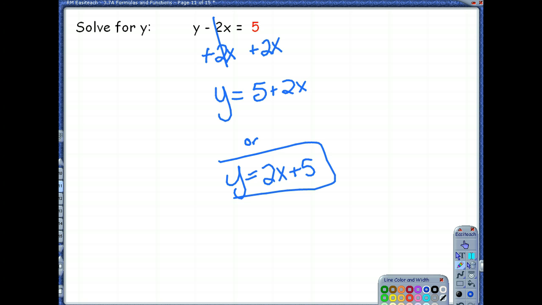Either one of those would be wonderful, and I will not be super picky yet as to what we do. In the future, if you want to start to get into a habit, we will want to always put the piece that has the variable, we want to list that piece first. So make sure that you start to get in that habit.